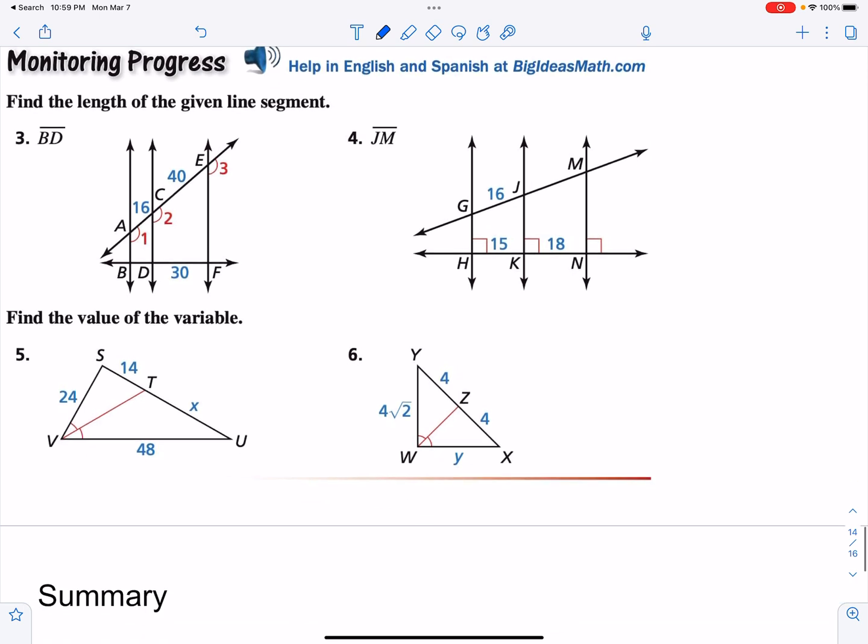Okay, our last little bit here of monitoring progress. Again, we're just solving for the missing parts that they're asking for using those theorems that we just talked about. So I'm just going to work them out. Again, you guys can pause it and work it out too.